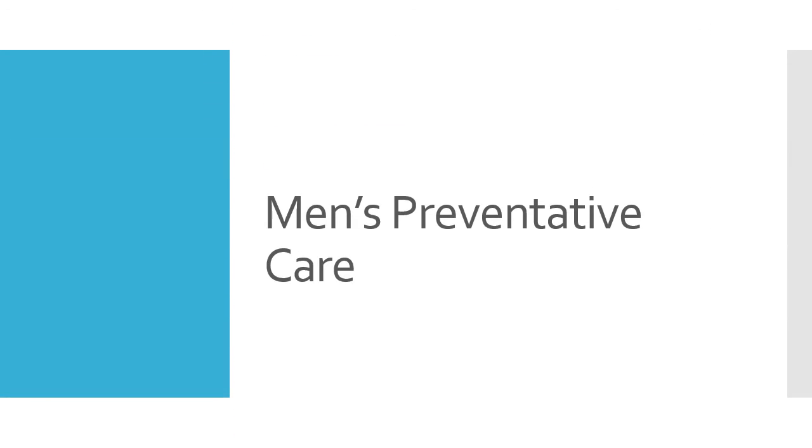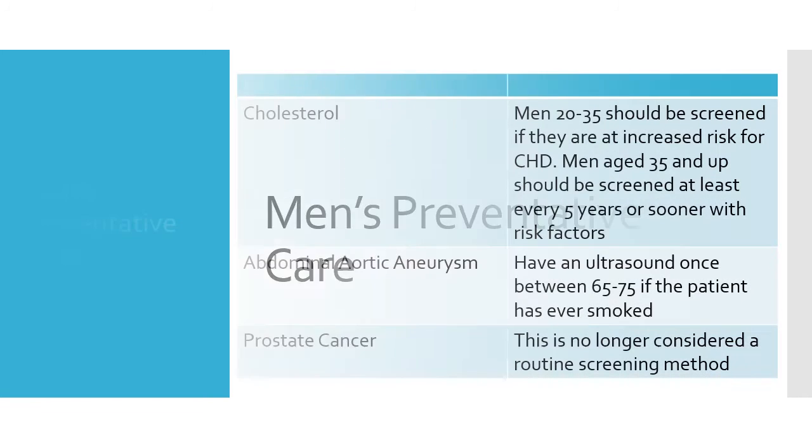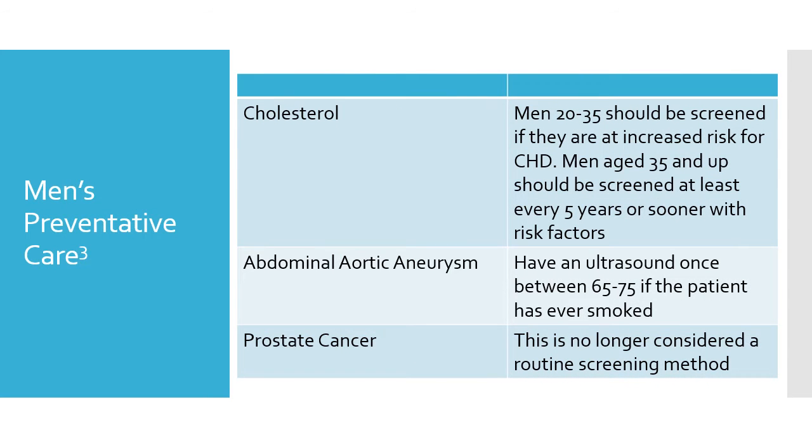Now let's discuss men's preventative care. These are the screening recommendations for men over the age of 18. We are no longer screening for prostate cancer routinely, as the PSA can often show false results. Men should now only be tested if there is an issue or problem occurring, as this is now considered a diagnostic instead of a screening tool. Other screens should be cholesterol, abdominal aortic aneurysm, and that's only if they have smoked and they are between the ages of 65 and 75.